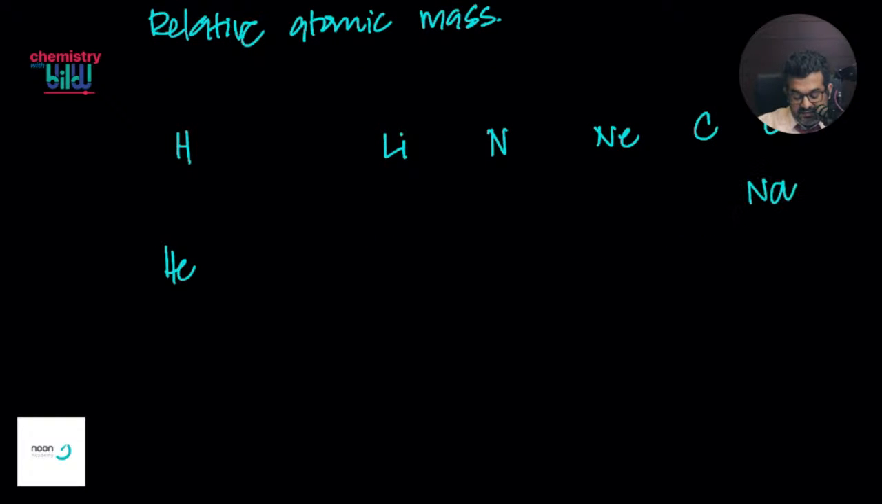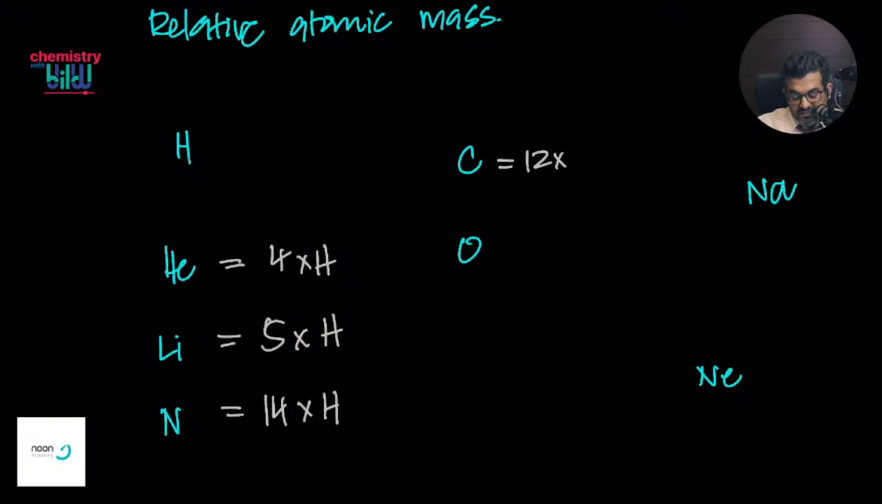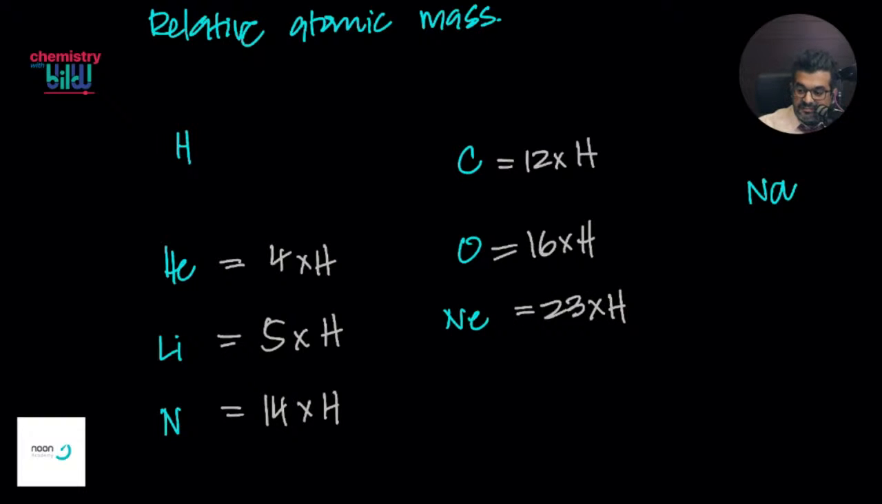We knew the smallest atom was hydrogen. Helium, the mass of helium, we discovered, was 4 times the mass of hydrogen. Lithium, through calculations, we had figured is 5 times the mass of hydrogen. Nitrogen was not 7, nitrogen was 14. My bad. Nitrogen was 14 times the mass of hydrogen. Carbon was 12 times the mass of hydrogen. Oxygen was 16 times the mass of hydrogen. And neon was 23 times the mass of hydrogen.